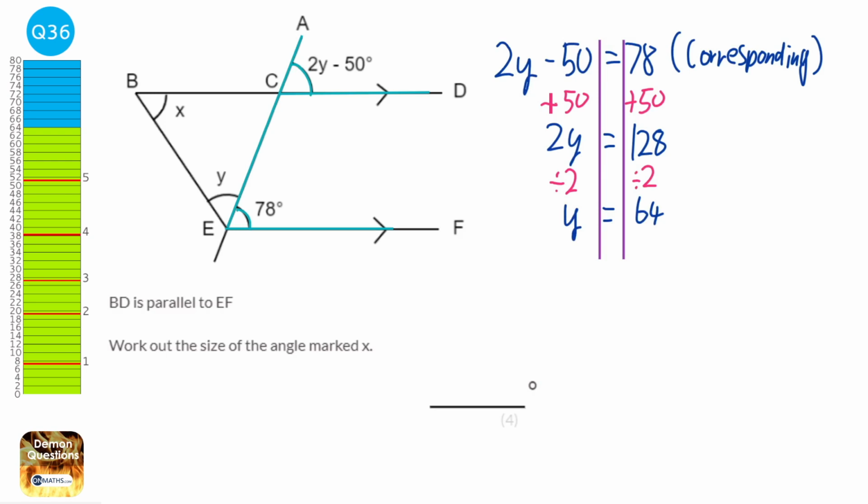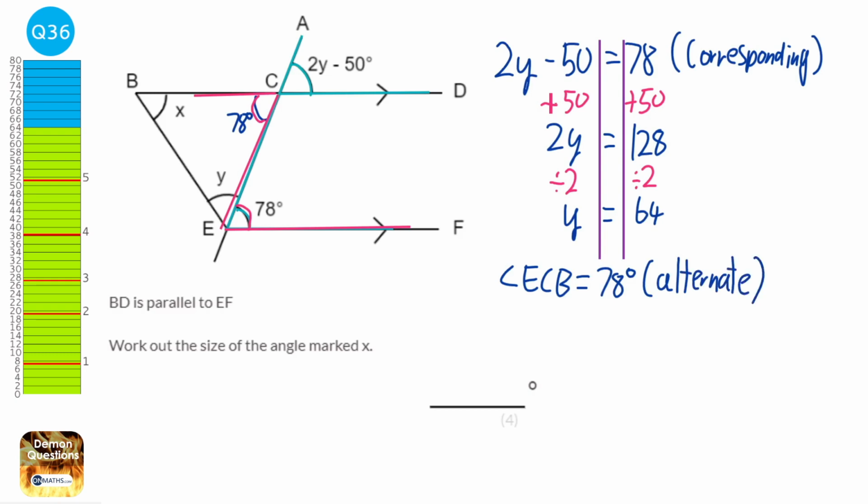Well, there are a few different things we can do. We could work out the fact that these two here are vertically opposite. That would be absolutely fine. But actually, if we look at this part here and this part here, these are also two parallel lines, and this angle here and this angle are going to be alternate. So I can write that down here. So angle ECB is equal to 78 degrees. So this will be 78 degrees. And the reason for that is alternate angles.